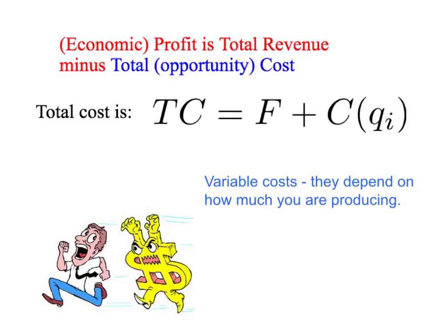The second part of our total costs are our variable costs. Variable costs simply depend on how much output you're producing. That's why we've written them here as a function. The total variable costs depend on the total amount that you're producing, unlike the fixed costs, which don't change as you change production.